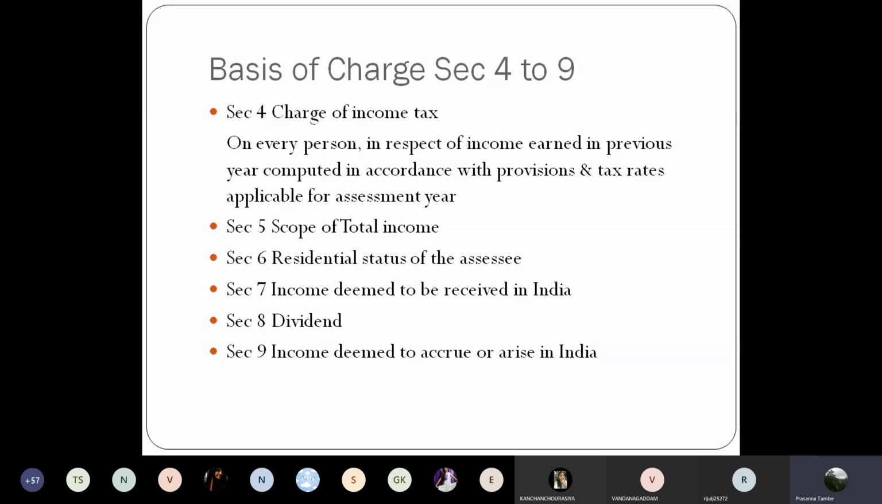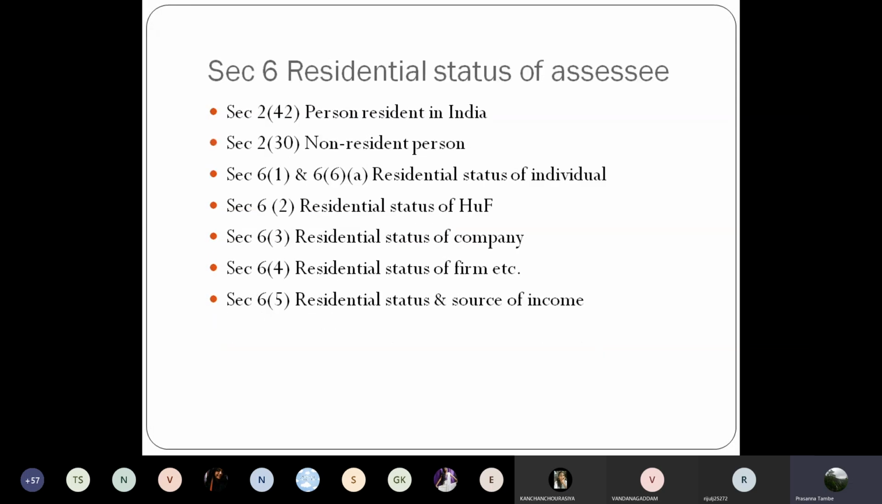Now we have two more sections for detailed discussion. Sections 7, 8, 9, as I told you, get a passing reference as and when required. The two more sections are section 5 and 6. Out of these, we will first discuss section 6 and then go back to section 5. Section 5 will be the last thing to be discussed. Okay. So let's move on to section 6, which deals with the residential status of the assessee.